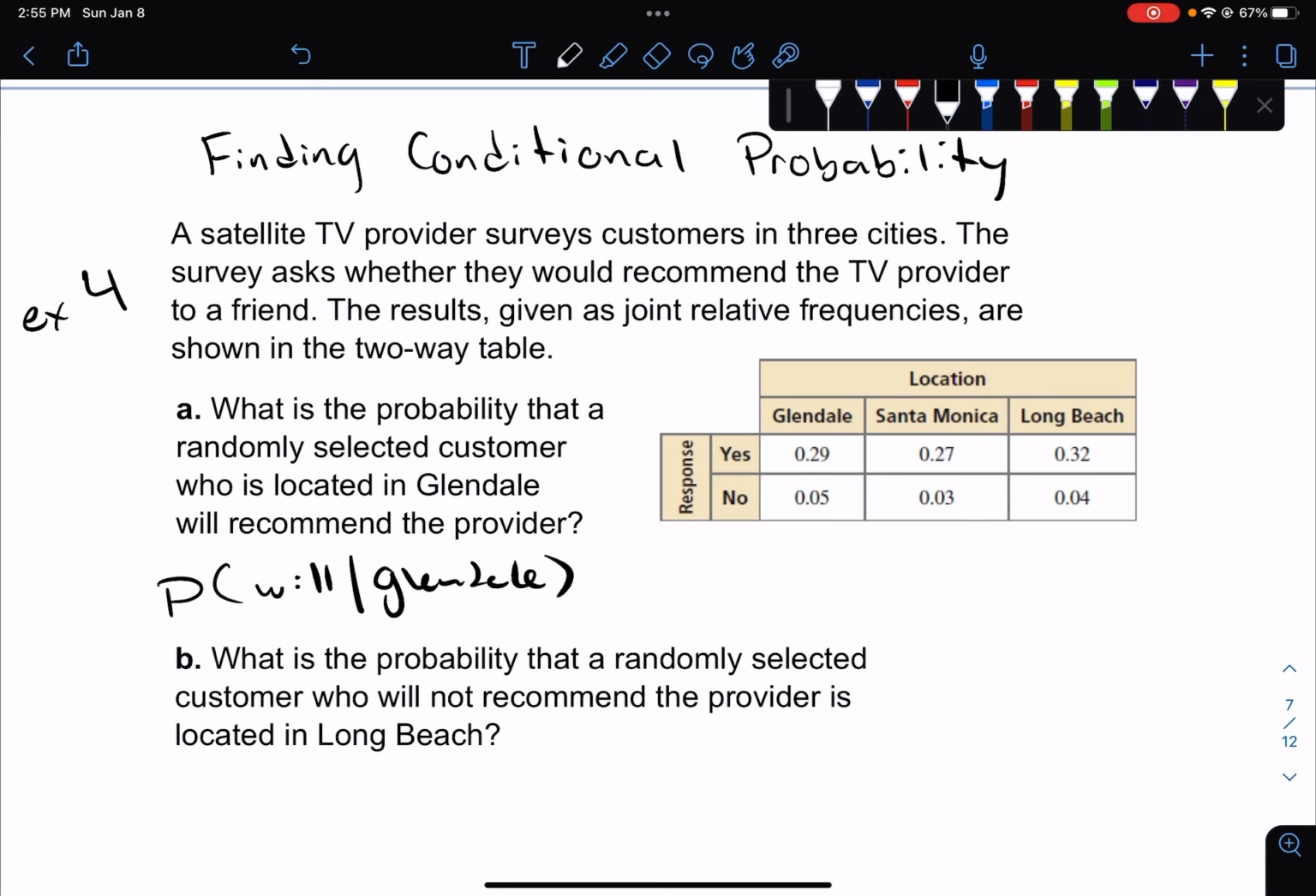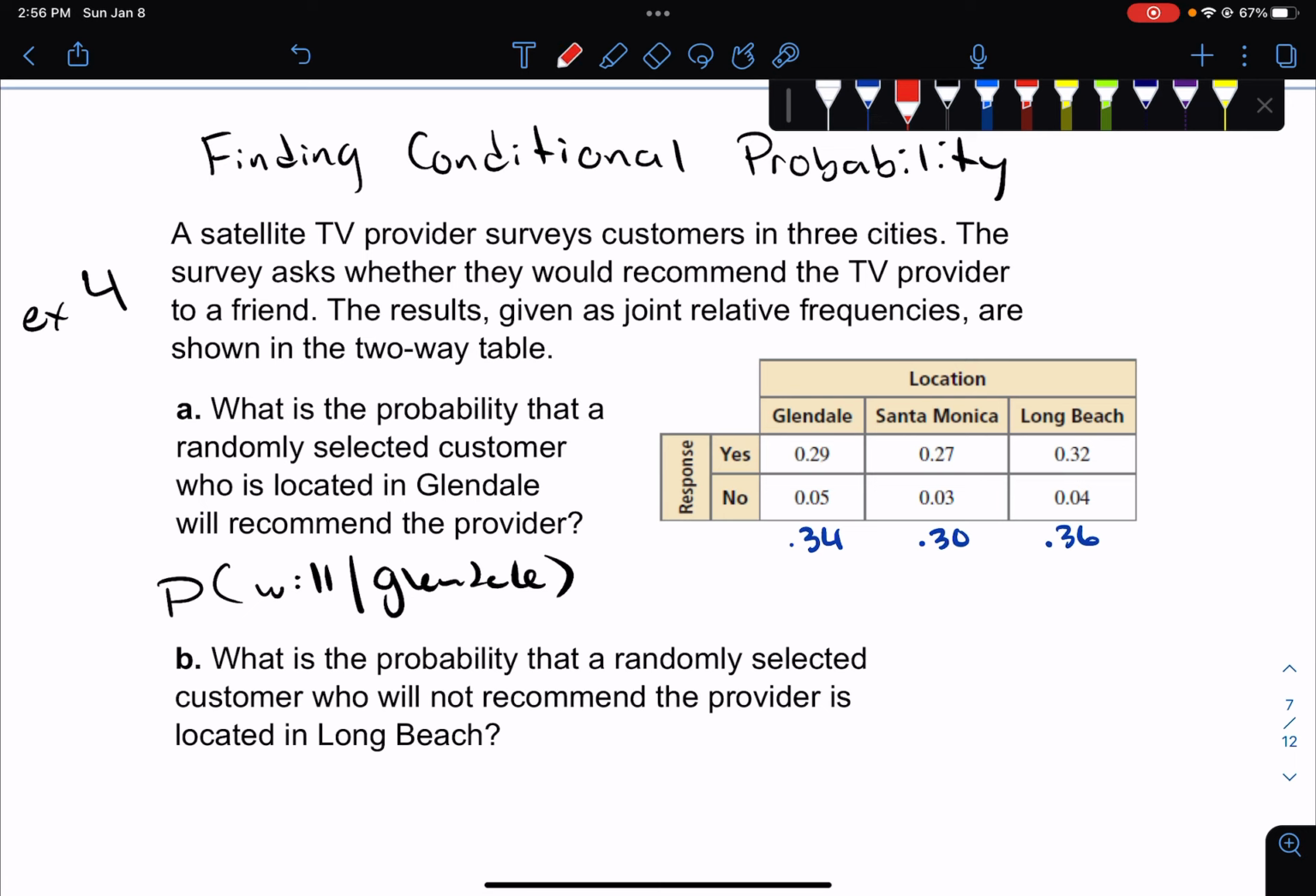So the percentage of people that live in Glendale, we probably need to add a little bit more to this chart because I know that 29% in Glendale said yes and 5% said no. So that means total there's 34%, or 0.34, of people in Glendale. There's 30% of the people from Santa Monica, and that leaves 36% of people in Long Beach.